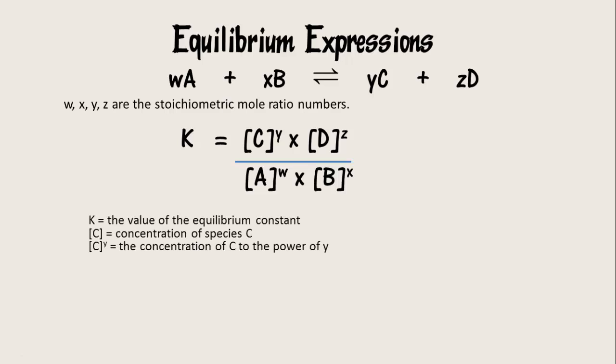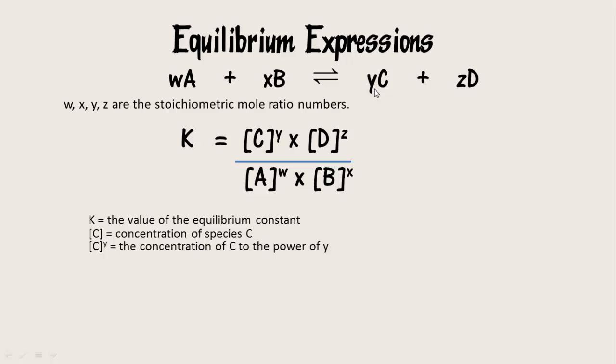A couple of terms. Capital K is called the equilibrium constant. Square brackets with a C inside means the concentration of species C. So whenever you see square brackets around something, it means concentration of. And if it's raised to the power of Y, then that's just an exponent, the concentration of C to the power of Y. So if we have a look, how would we read this? The value of the equilibrium constant is equal to the concentration of C raised to the power of Y.